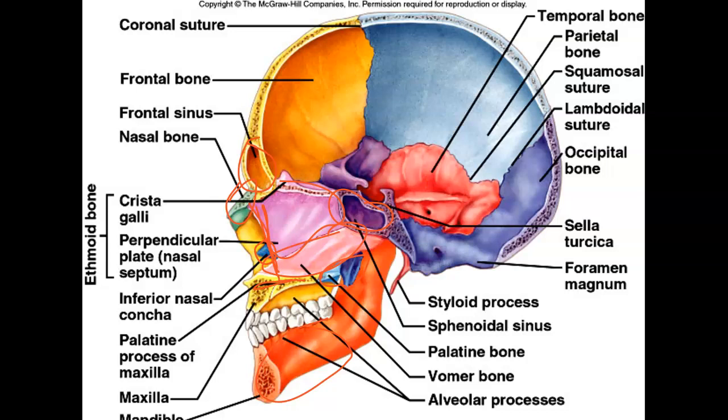Coming on over, you see the temporal bone in bright red, the parietal bone in blue, the lambdoid suture coming across the back, the occipital bone, the sella turcica, which is going to be found in this section here, and then the foramen magnum, which is going to be a big hole at the base. Of course, your pointy styloid process. We talked about the sphenoid sinuses. And we talked about the palatine bone, the vomer, and then your teeth. The sections here are alveolar processes.